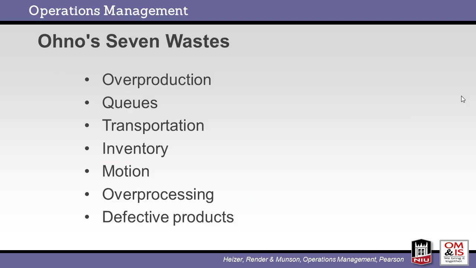Taiichi Ohno, father of the Toyota Production System, identified seven types of waste. They are shown here. This list is a great starting point when identifying waste in an operation. Overprocessing is adding more value to a product than the customer requires. This waste is controversial, as it suggests that it is wasteful to give a customer more than they paid for.